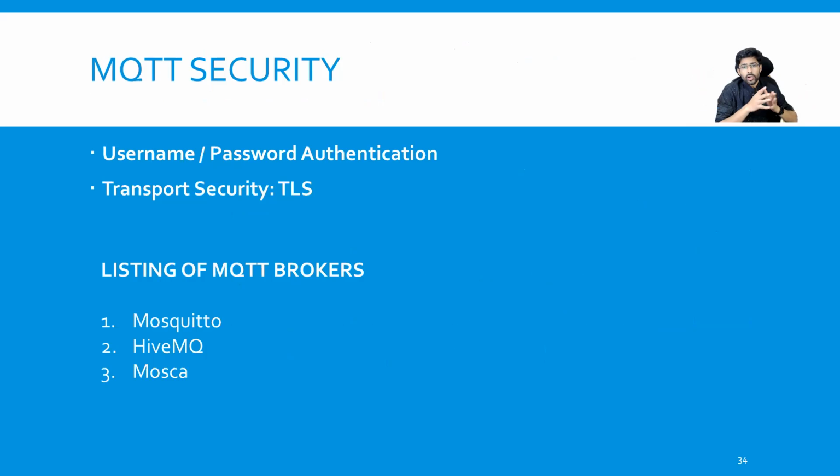What are the security options available in MQTT? You have username and password based authentication that you can apply at the broker side. The clients that have a username and password will only be able to connect to the broker. Or you can have TLS based communication, where you can implement certificate and PKI, public key infrastructure, based features, right? So only those who have a certificate can connect to the broker. Some very famous brokers available are Mosquitto, which is open source, HiveMQ, also open source, and Mosca, also open source, a Node.js implementation you can use as a broker module.